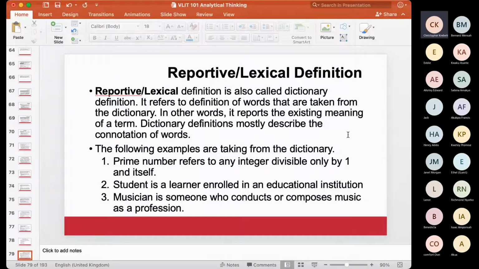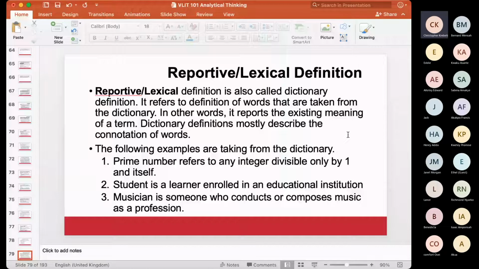These are specialized. If you are a science student, we have special dictionaries for science, for physics, for chemistry, for biology. They are all there. You can get all of them. They are all available. So these are specialized dictionaries. They are all reporting. Okay, that's what we call them, reportive. So these reportive or lexical definitions refer to definitions of words that are taken from the dictionary. And I've mentioned all the types of dictionaries that we can have. In other words, it reports the existing meaning of a term.